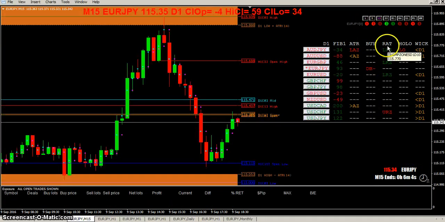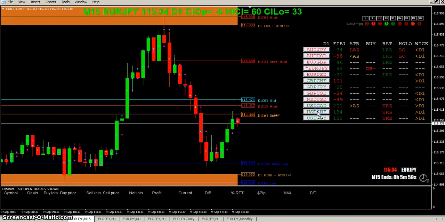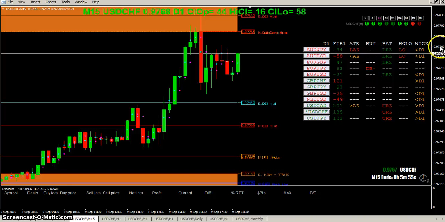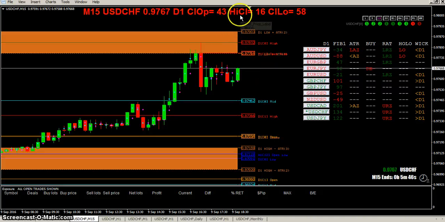That's the buy zone. The rat zone. We've got the Swiss franc in the upper rat zone. Now, the rat zone is within 20 pips of the daily extreme, so it would be high minus close is 16. When high minus close is above 20, it's out of the upper rat zone. Okay, and for the lower rat zone, let's look here.